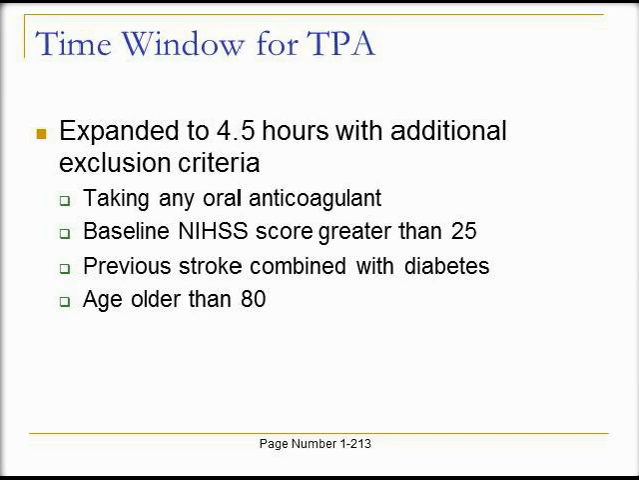Notice nowhere on any of these does it say they can't be on aspirin. Okay, so that's a common question I get. What if they're on aspirin, not warfarin? As far as we know, that's fine.